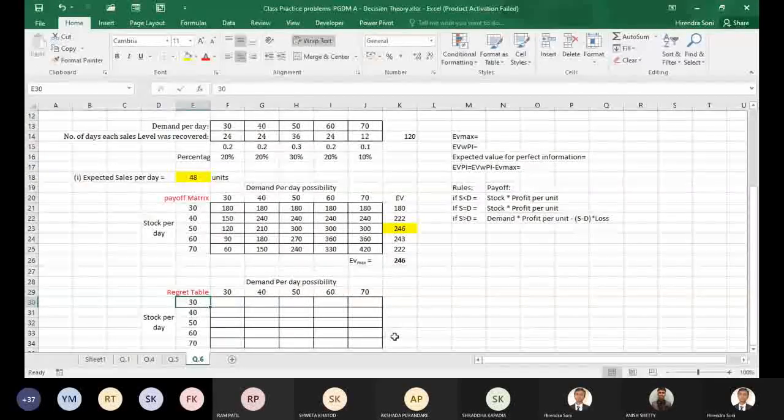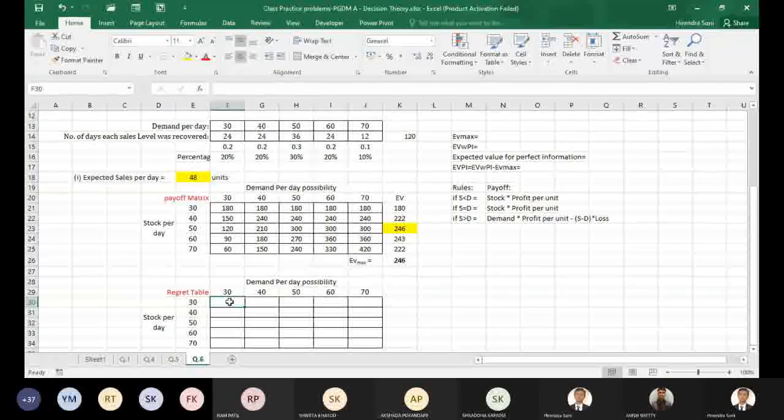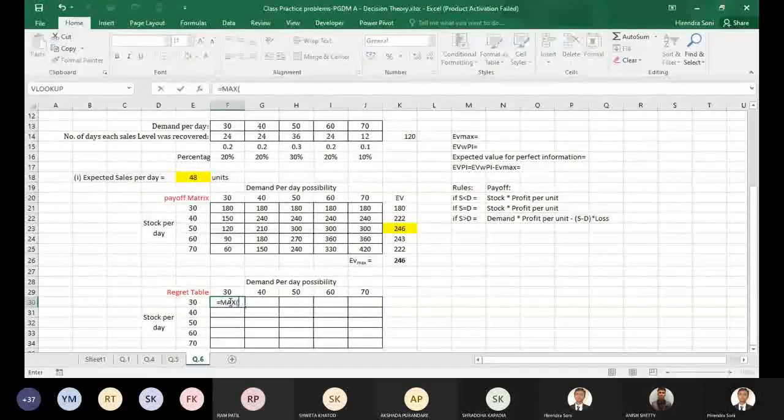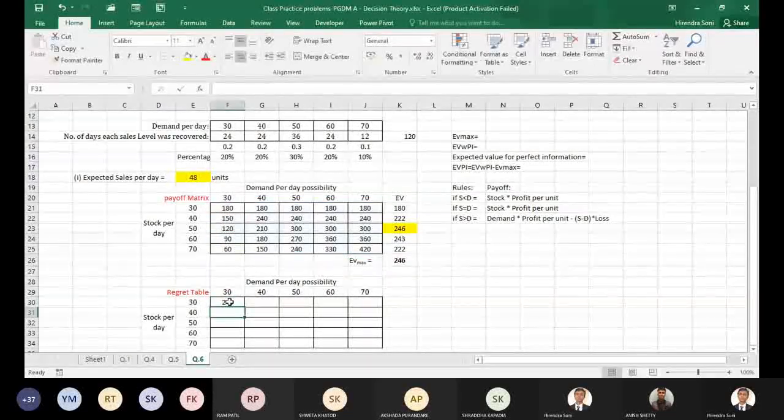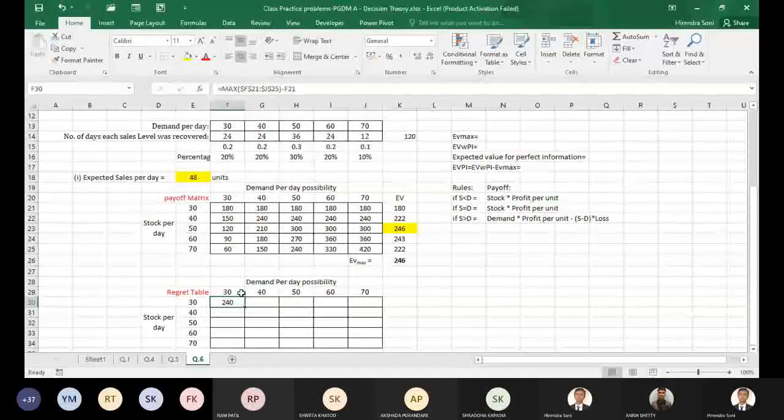Now regret table would be, you will have to find out the maximum payoff from the above matrix and subtract all the elements from the maximum payoff. So you have a regret of 240 here, maximum is 420. So that means you are losing 240 rupees here. That's an opportunity loss.